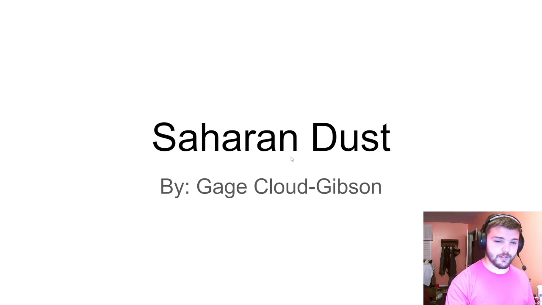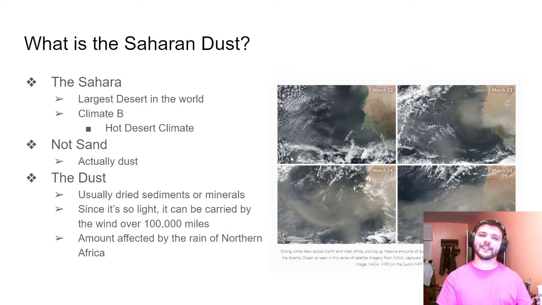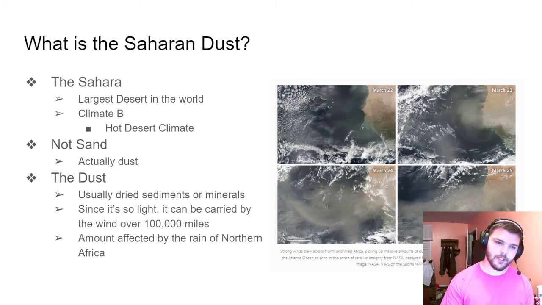So we're going to be talking about the Saharan dust. Now, what is the Saharan dust? Well, first off, we have to tackle that first part of the name, Saharan. It comes from the Sahara Desert in northern Africa. It's the largest hot desert in the world, and the third largest desert in total.